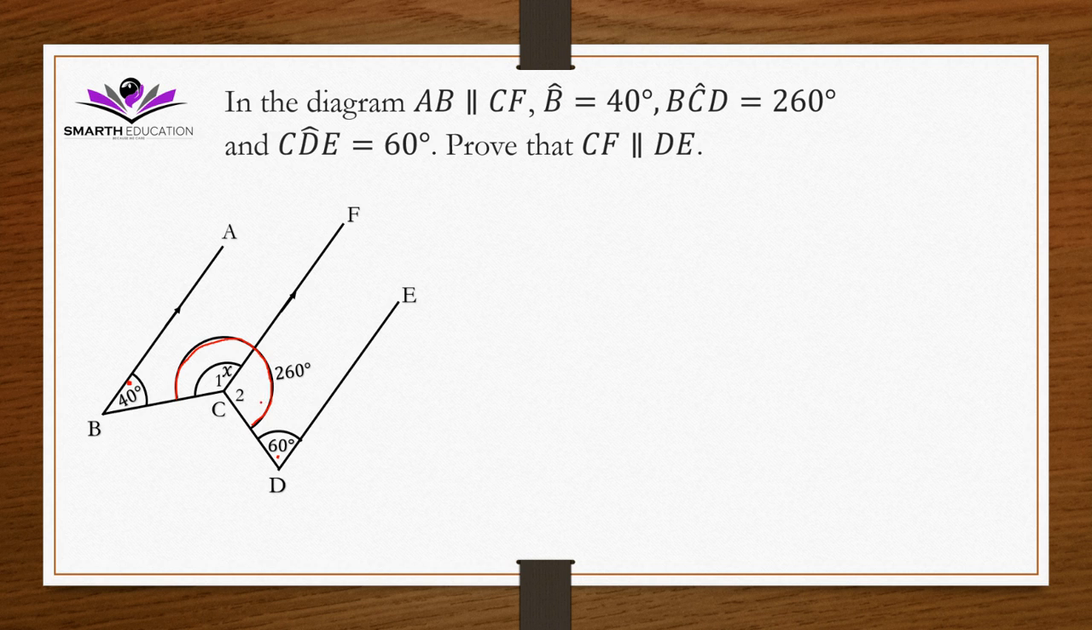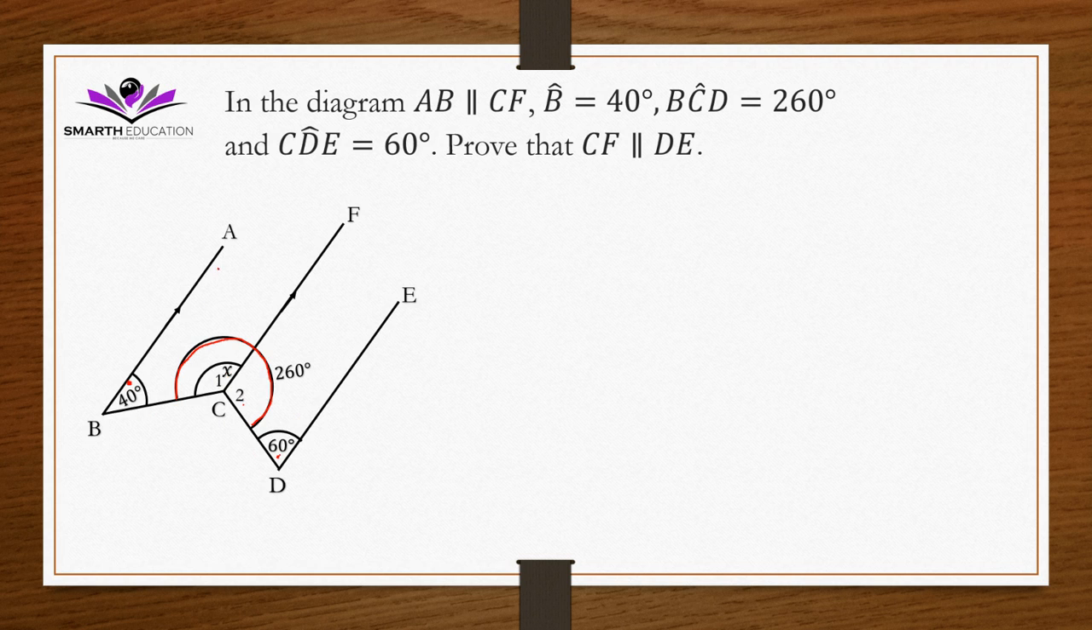We're not given that CF is parallel to DE, we have to prove that. So how do we prove that? We have to check the following. If you want to prove that lines are parallel, either the alternate angles are equal, or corresponding angles are equal, or co-interior angles are supplementary. So we need to find angle C2. If we add angle C2 and angle D and get 180, it will mean that CF is parallel to DE.